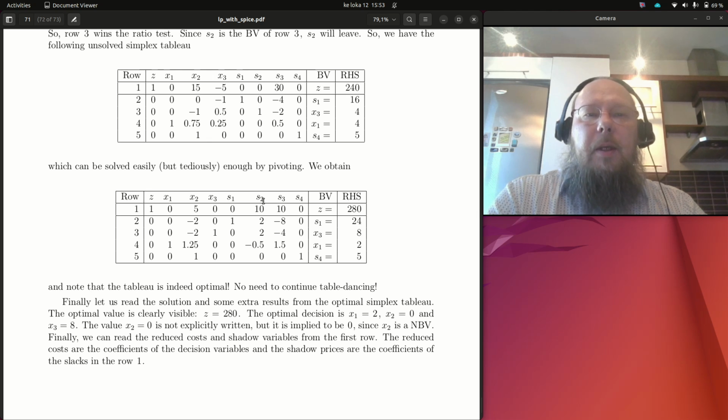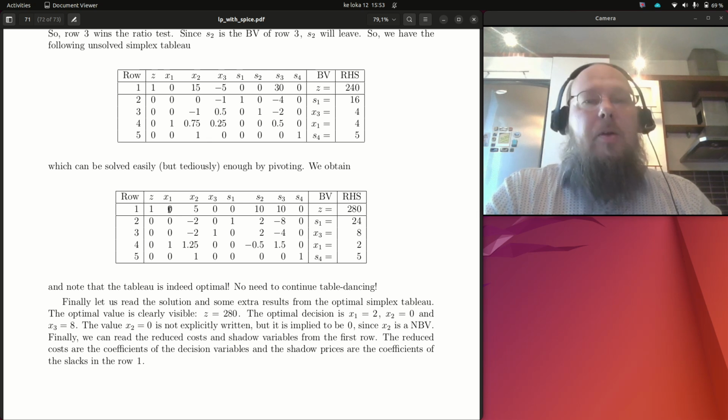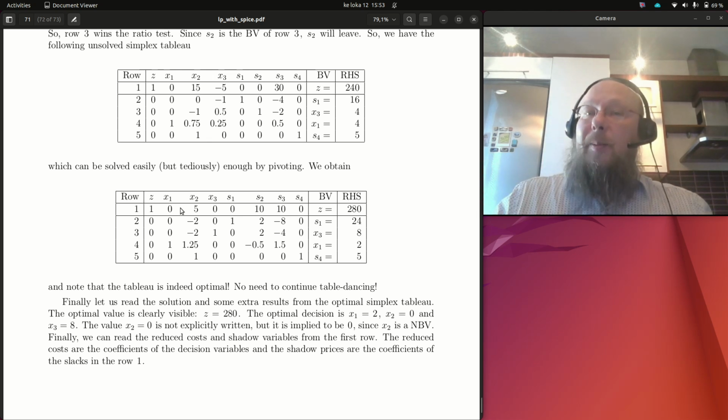S2 is non-basic, but it has a positive coefficient, so that's fine. S3 is non-basic, but it has positive coefficient, so that's fine. And S3 is basic. So there are no negative variables here at all, so this is certainly an optimal simplex tableau. So we found the optimal.